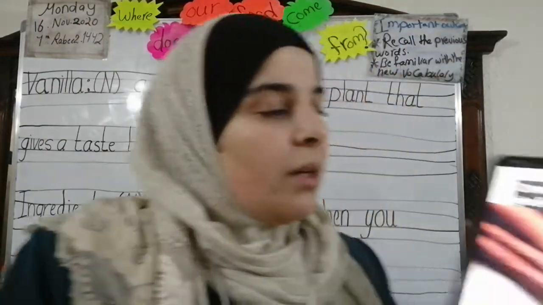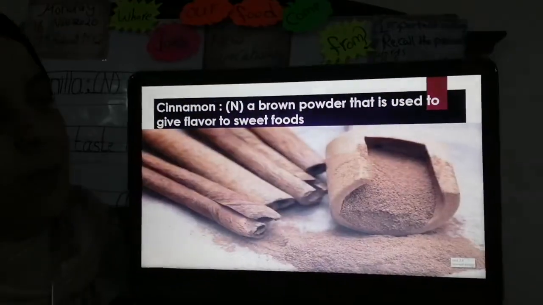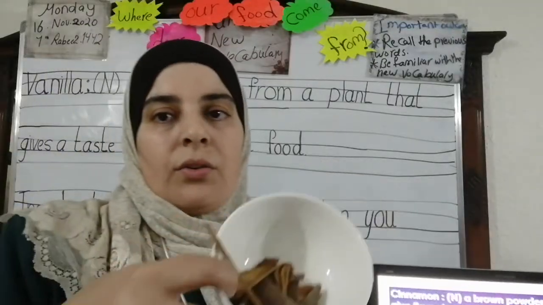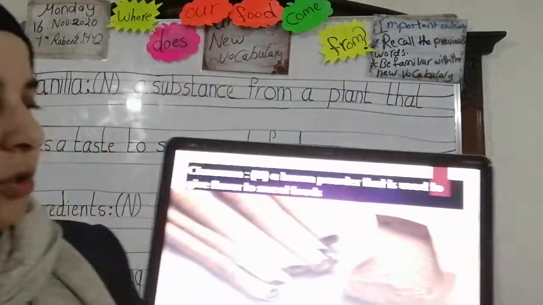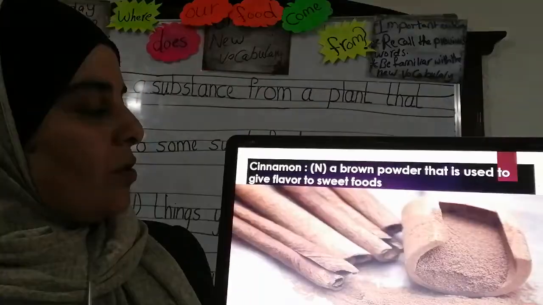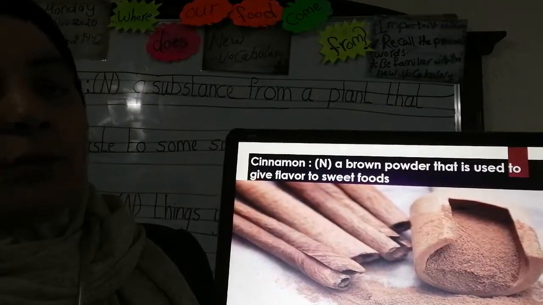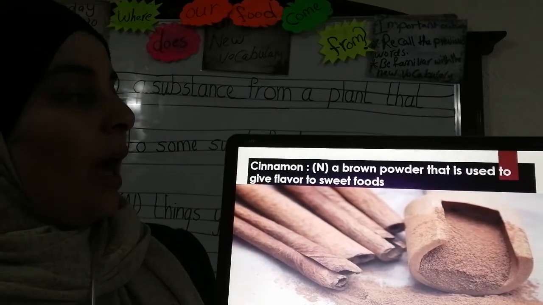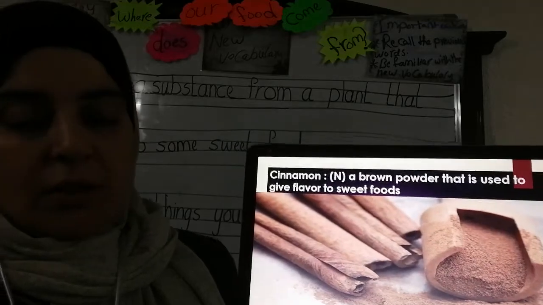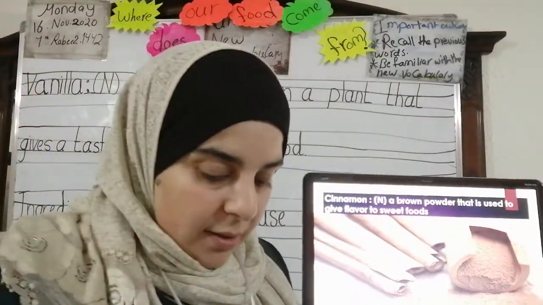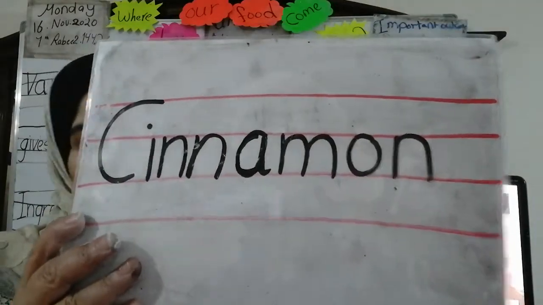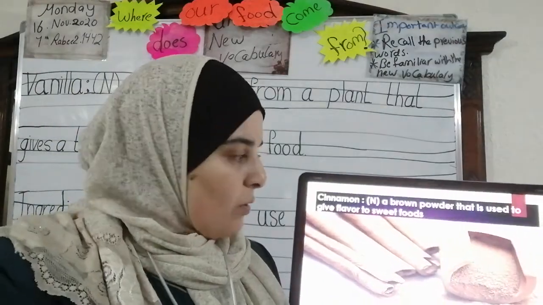What is it, if you remember? Cinnamon. Look at this one. What do you mean by cinnamon? This is cinnamon, okay? This is the real one. And we have the powder we're going to talk about. Cinnamon, it's a noun, a brown powder that is used to give flavor to sweet food. Again, cinnamon, a noun, a brown powder that is used to give flavor to sweet foods, okay? This is the word cinnamon. Now, let's move to the next word.